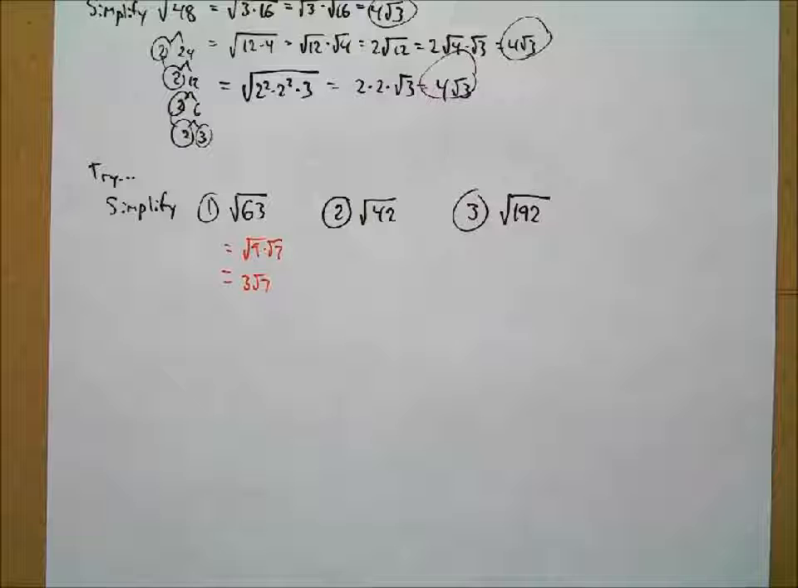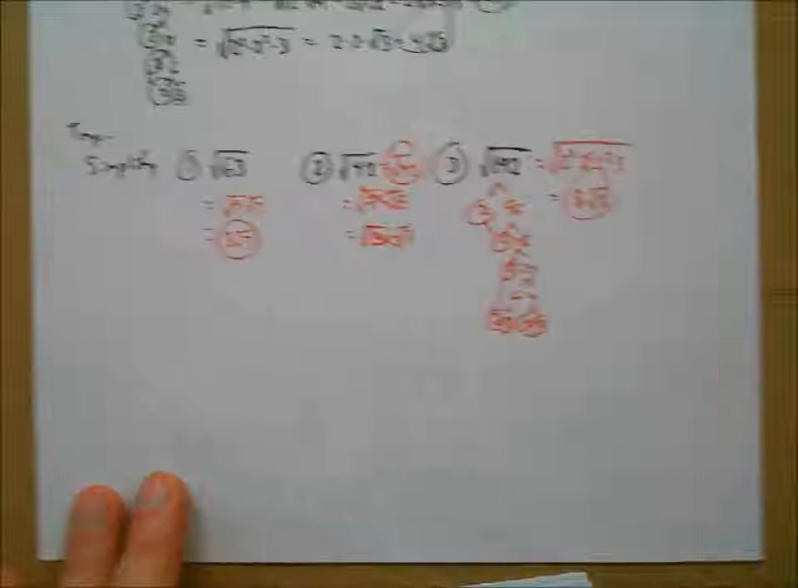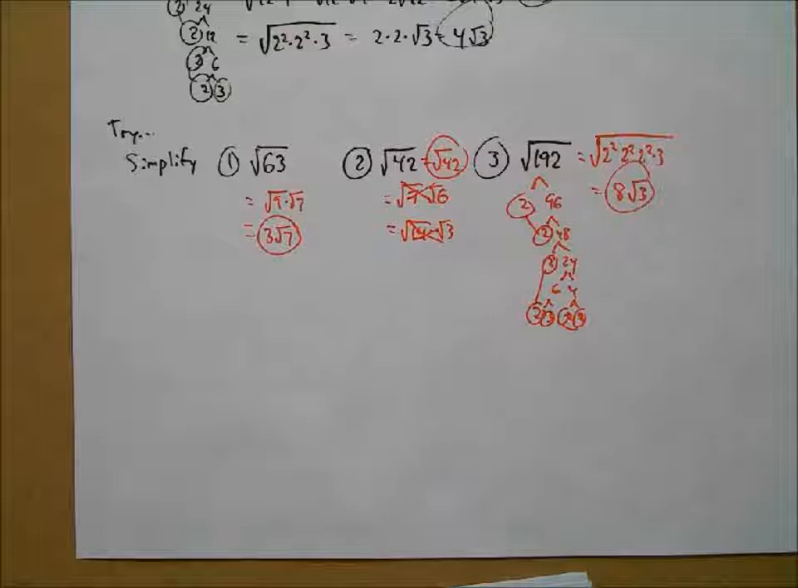So, you should have something like this. I did it a variety of different ways there. 1 is 3 square roots of 7. 2 is square root of 42. Can't simplify. It's just root 42. There's no perfect squares that you can divide root 42 by, except for 1, which doesn't really help though. And then 3, I did the factor tree method there, and you should have gotten 8 square root of 3.